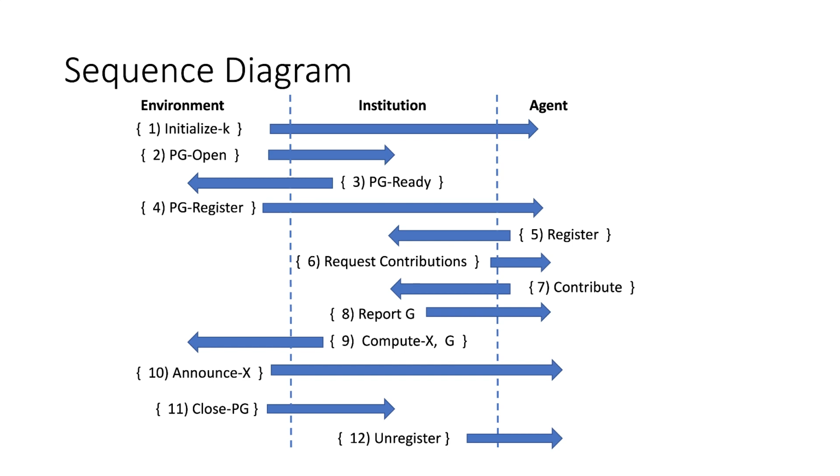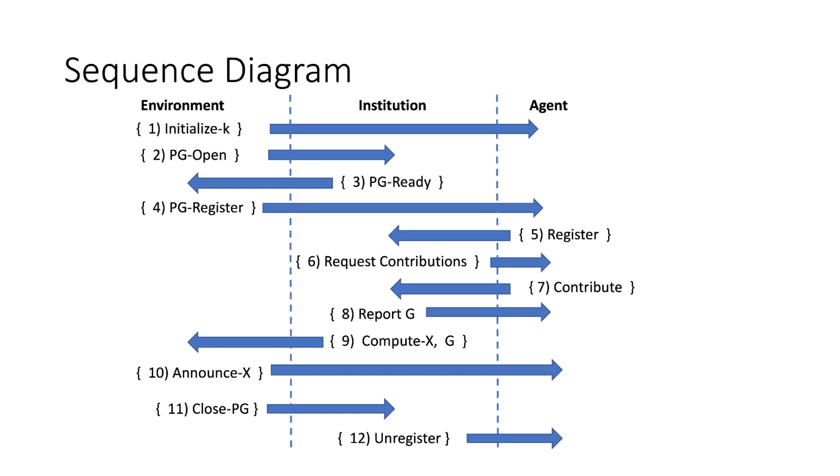Obviously, you'll see the environment sends an initialization message to the agent. It also tells the institution to open up the public good. The institution replies back to the environment saying that it's open. And then the environment tells the agents that it's already initialized to register against the institution. The agents then go ahead and register. Once that registration process is done, the institution will send a message to the agent to request contributions. Each individual agent will then contribute.